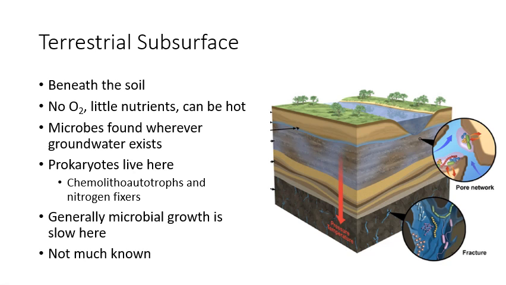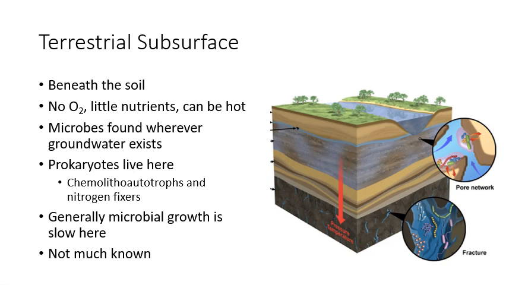You wouldn't really find microbes living kind of everywhere throughout the subsurface, only in places where there's water. So wherever you have groundwater, you're going to have microbes. If there's literally no water at all, there's going to be literally no microbes. You also don't have any eukaryotes that live in the subsurface, only prokaryotes. Specifically, the types that we found are chemolithotrophs that are also autotrophs, and nitrogen fixers.